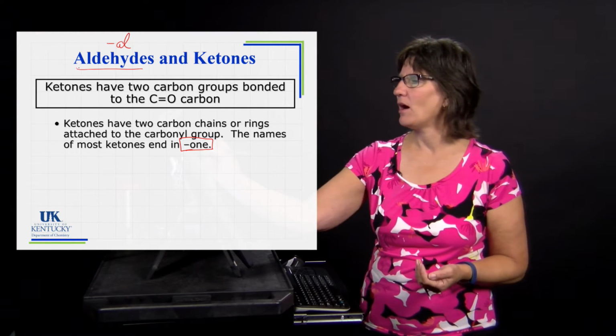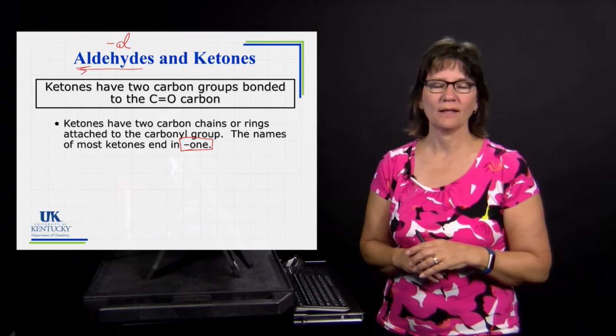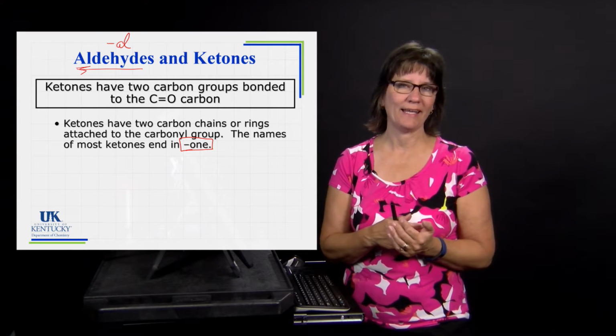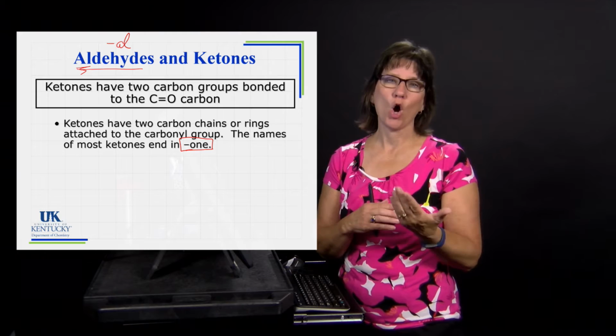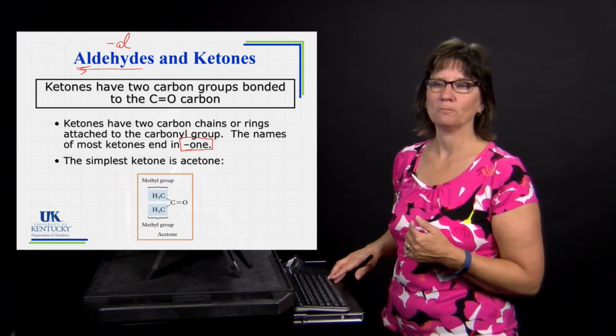Okay, and that's coming off of this AL beginning. So that is a recognizer of formaldehyde, or aldehydes. And in our examples, we had aldehyde in their names. For ketones, they're going to have an ONE ending, and that is a recognizer that you're dealing with a ketone.